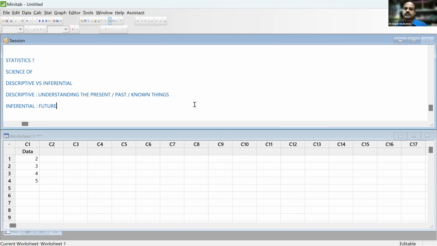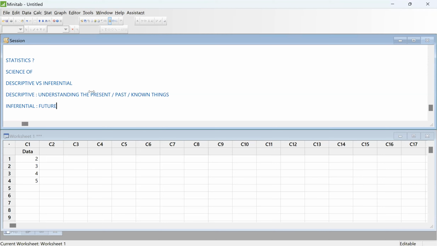But now we want to predict what will happen. If this is how the process is running, what will be the rejection percentage? What will be the cost of poor quality? Or what will be the expected sales next quarter? So these are all called inferential statistics. Hope all of you understand what is descriptive and what is inferential.